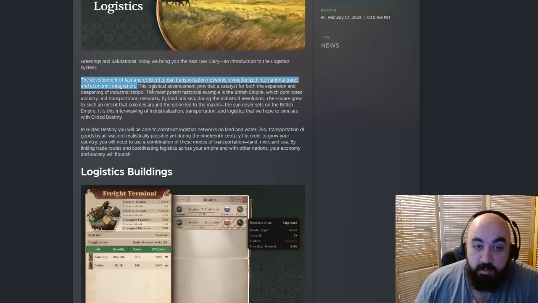"This logistical advancement provided a catalyst for both the expansion and deepening of industrialization. The most potent historical example is the British Empire, which dominated industry and transportation networks by land and by sea during the Industrial Revolution. The empire grew to such an extent that colonies around the globe led to the maxim, 'The sun never sets on the British Empire.' It is this interweaving of industrialization, transportation, and logistics that we hope to simulate with Gilded Destiny."